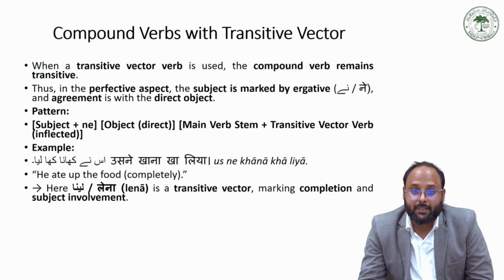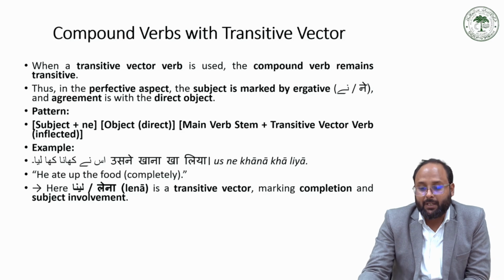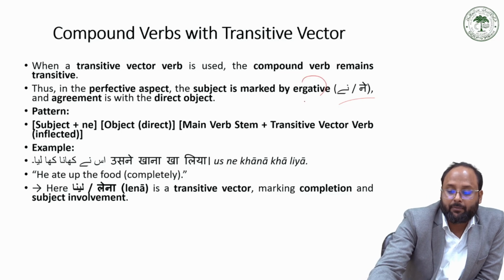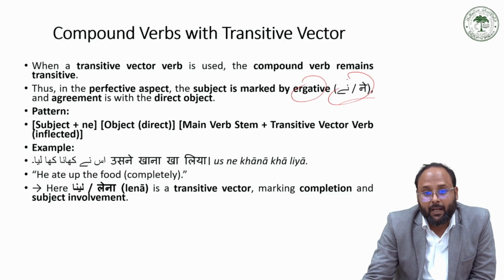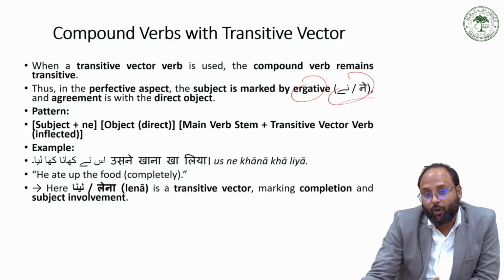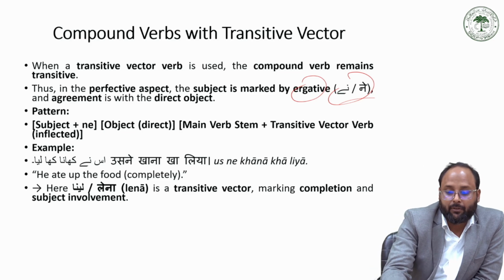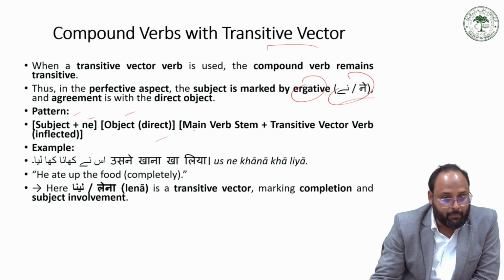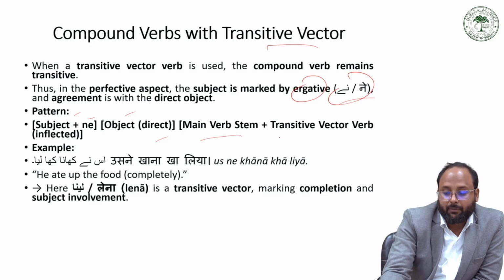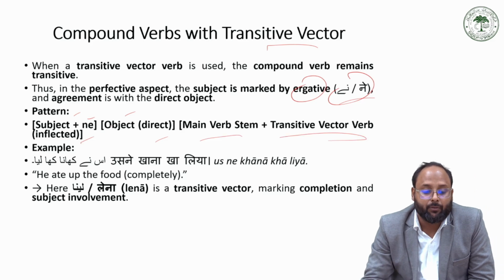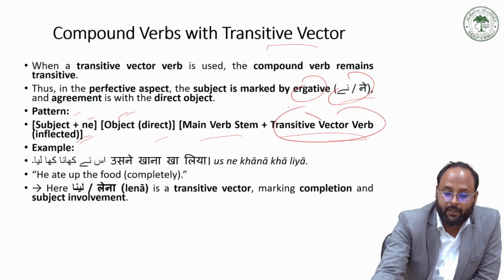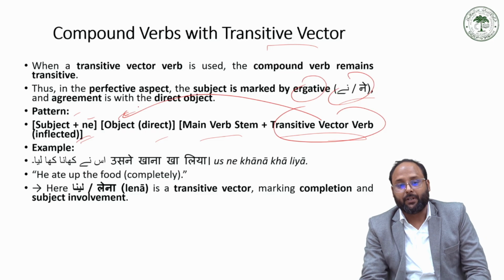In the perfective aspect, the subject is marked by the ergative ne and the agreement is with the direct object. Why? Because the subject is marked by the ergative case ne, it blocks the agreement, and then the V2 agrees with the object. So that is the pattern for the transitive vector: subject plus ne, object (direct, or sometimes oblique also), the main verb, and the transitive vector verb, which is inflected for the object, or agrees with this object.